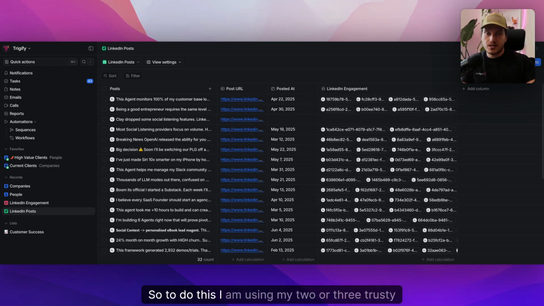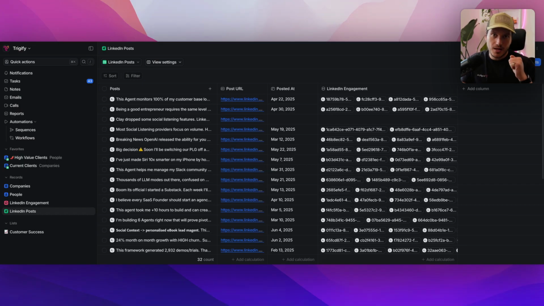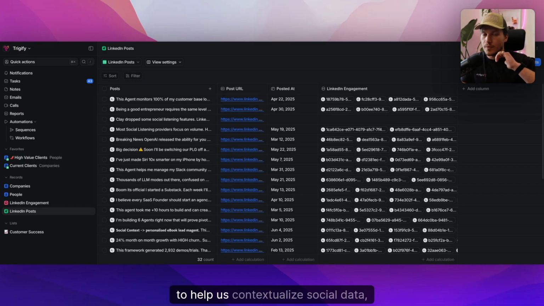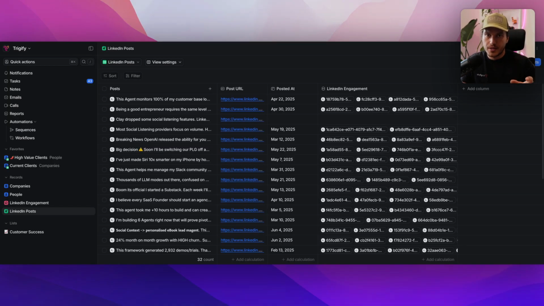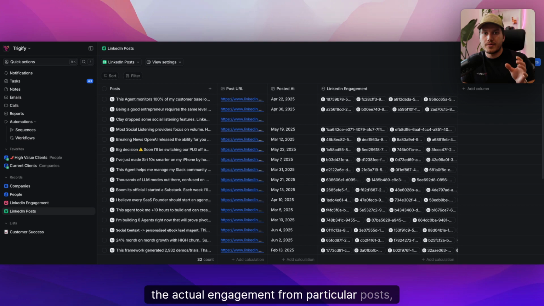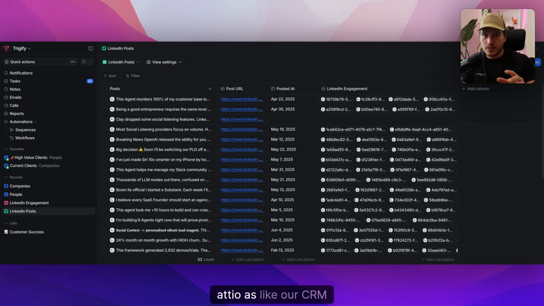So to do this, I am using my three trusty steeds. Triggerify being one to help us contextualize social data, acting as our social intelligence platform. In this particular case, we are going to be pulling the actual engagement from particular posts. Attio as our CRM, and n8n to power the workflow.